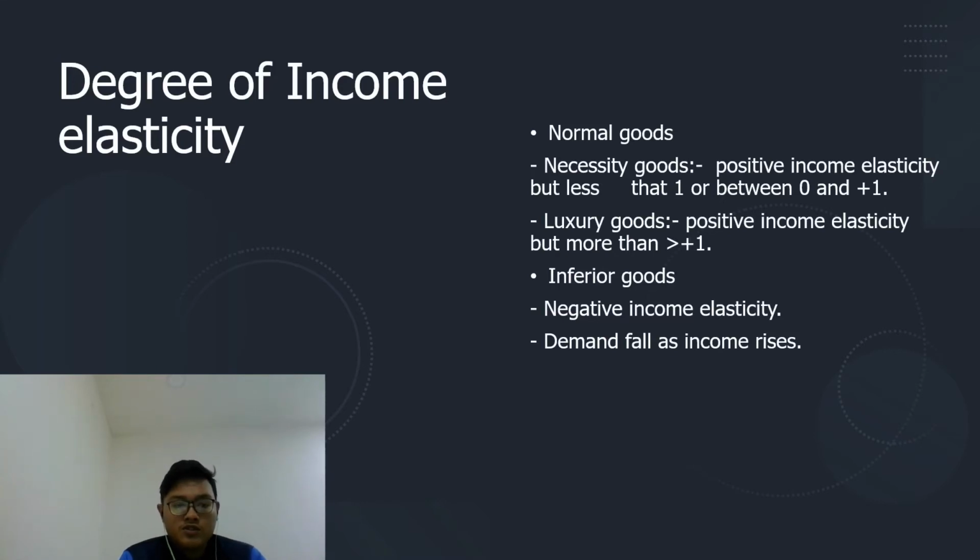What are normal goods? Normal goods have a positive income elasticity of demand. As consumers' income rises, so does demand at each price. Normal goods have two parts, necessary goods and luxury goods. Necessary goods have positive income elasticity but less than 1, or between 0 and 1. Luxury goods have positive income elasticity but more than 1. And inferior goods have negative income elasticity. What is negative income elasticity? This is when demand falls as income rises.